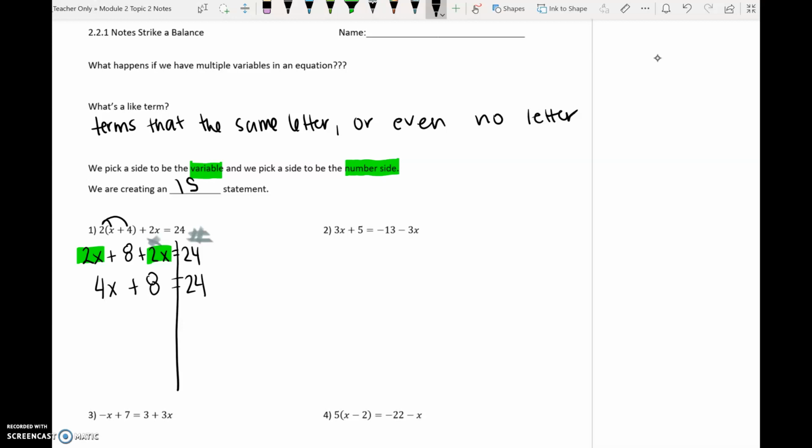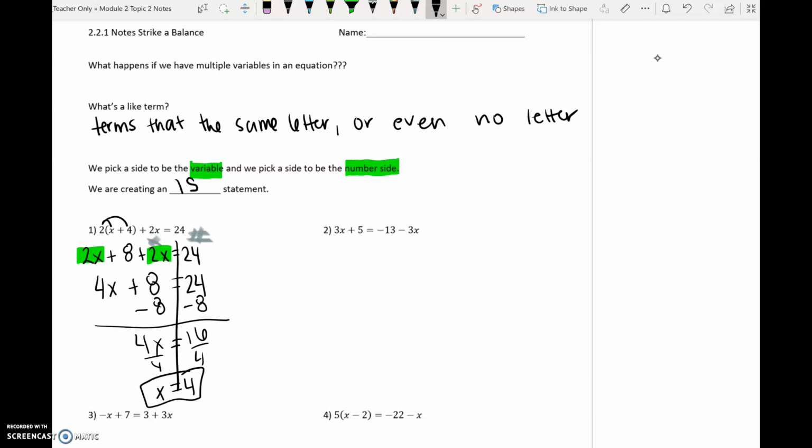So 2x plus 2x is 4x. Now that I have picked my x side and my number side, I want to move every single number to this right side. And I'm going to do that in the usual way. So I'm going to do the opposite of add 8, and I'm going to subtract 8. And then this is multiply 4, so I'm going to divide. X is 4. So see how x is on this left side, and then my number is on this right side. X is 4.